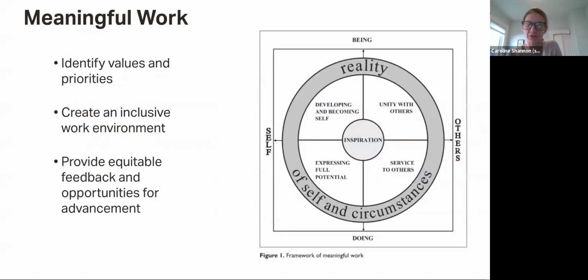So meaningful work, how do we define this? This is probably a bit too much of a diagram to get into now, but there's a great paper. We can share the link. The AIA links it in their resources on how do you measure the meaning of meaningful work. And so those include things, identifying values both as an individual and firm, creating an inclusive work environment, which I know has been the topic of others of these presentations in more detail, and then providing equitable feedback and opportunities for advancement.